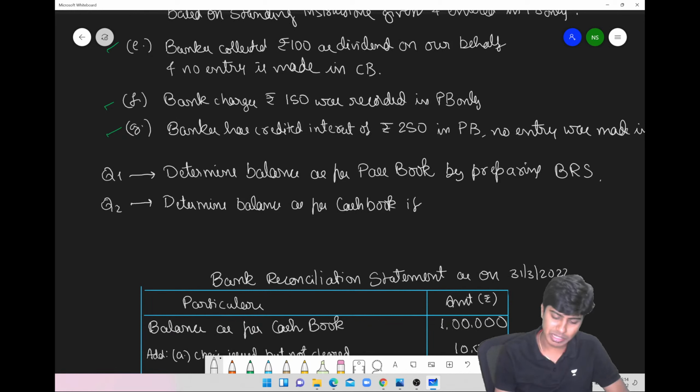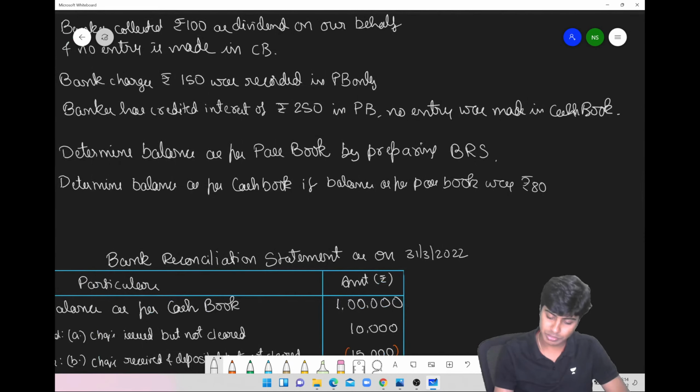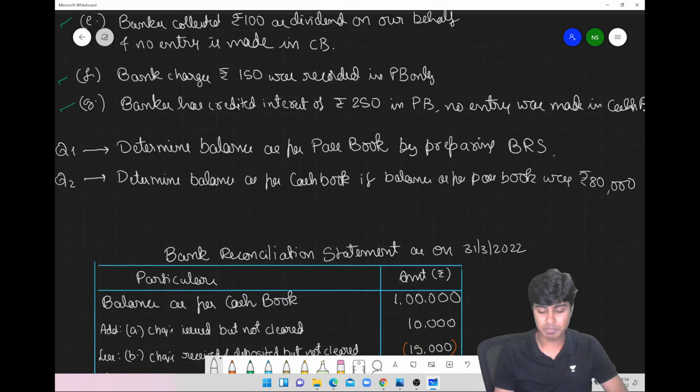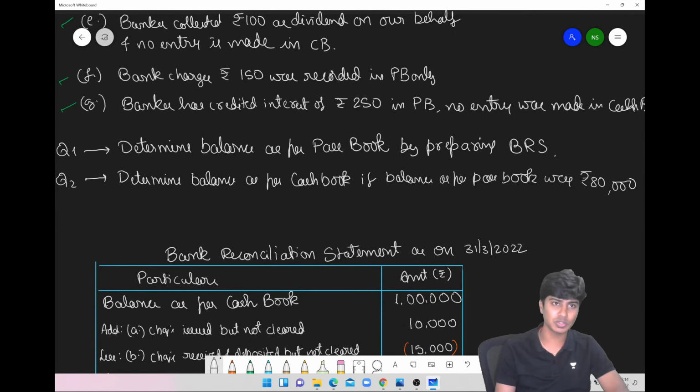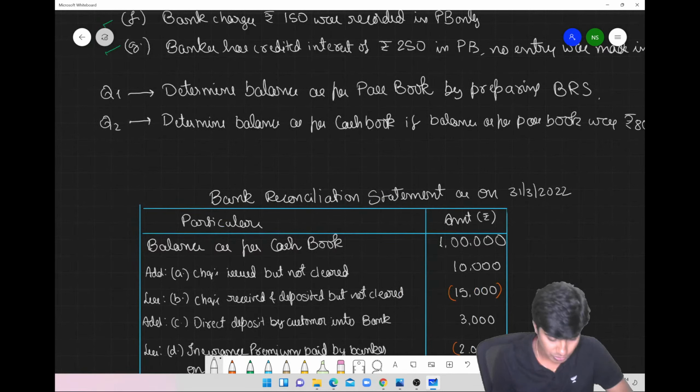Yep. Determine the balance as per cash book if balance as per passbook, how much do we take? Tell me a figure. Can I take 80,000? 80,000 or 1 lakh only? We'll take 80,000. For the same question, if the starting point is balance as per passbook available and that is at 80,000 rupees, for these very adjustments, what would be the balance as per cash book? That is the question. Come on. This is the solution to case 1.